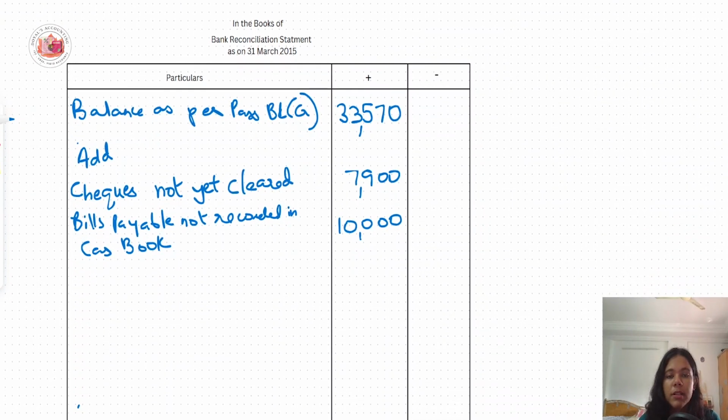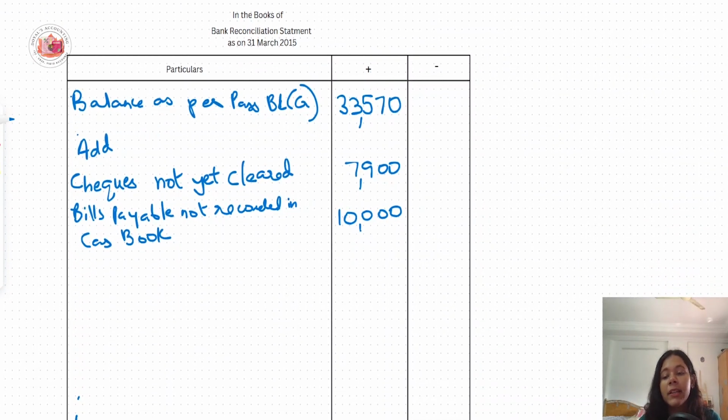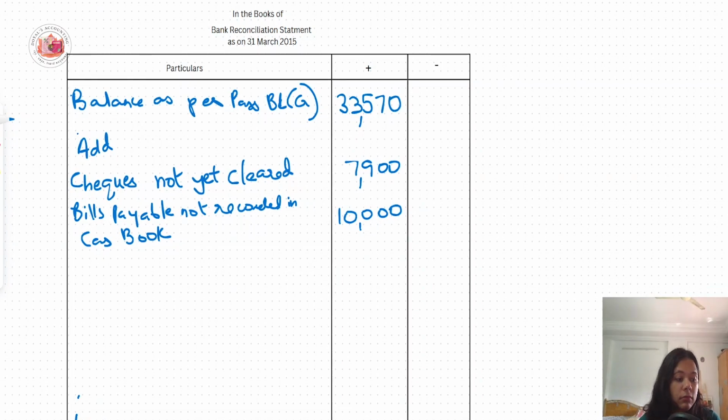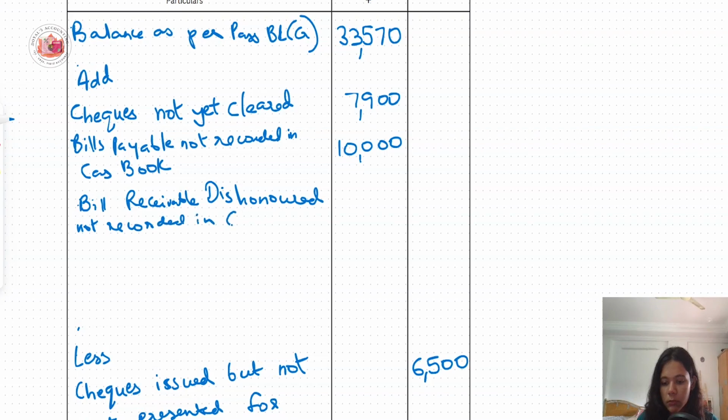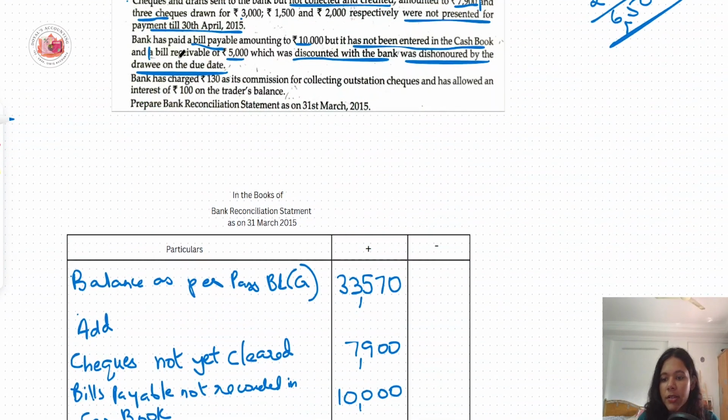Don't get confused with bills. In the next coming chapters, we'll be dealing with it in detail. Bill receivable dishonored. Not recorded in cash book. Rupees 5,000. Let's see the next transaction.